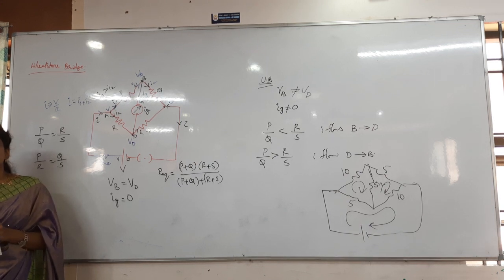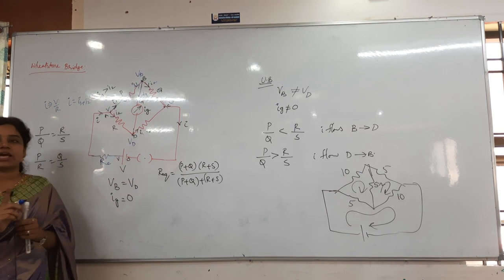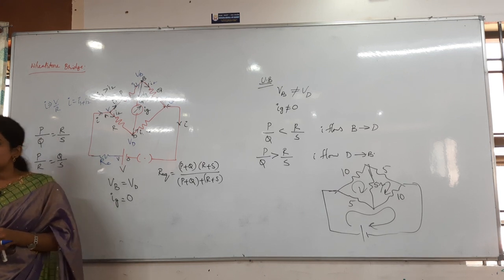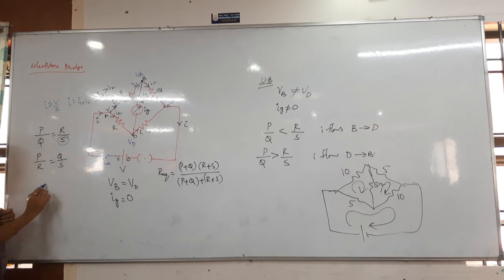And what is the purpose of the Wheatstone bridge? To find out the unknown resistance among these resistors. They will give one of the resistances as unknown, and you have to find it whenever the bridge is balanced. Simply you will take P by Q is equal to R by S. For example, if I want to get the S value, S is equal to RQ by P. That's it. Only this much purpose is there for the Wheatstone bridge.